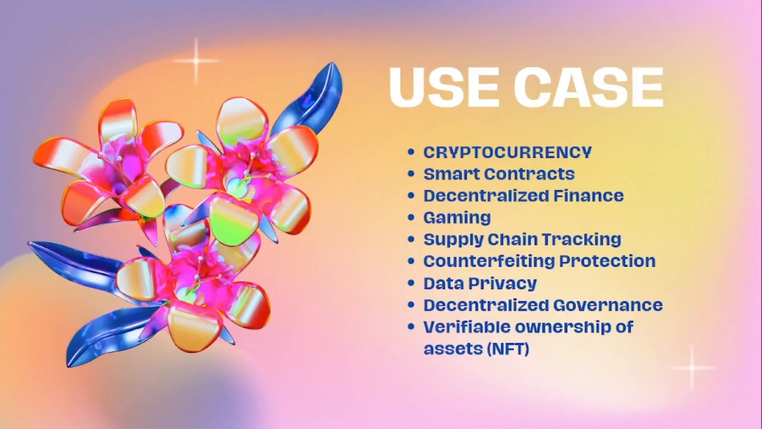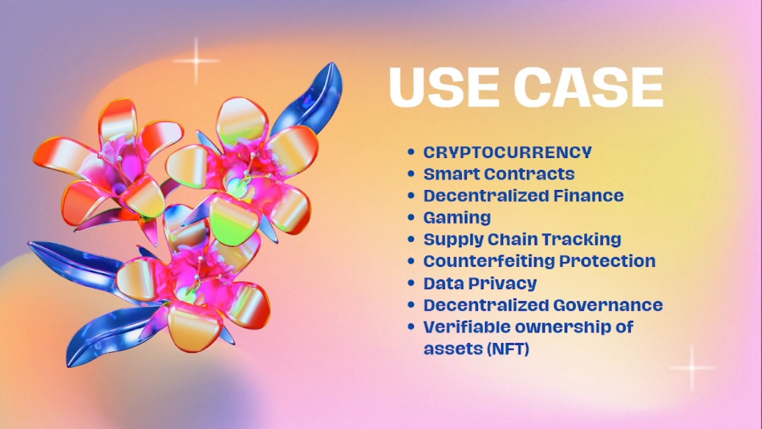So the use cases of the blockchain, we have cryptocurrencies. Bitcoin is a cryptocurrency. Ether is a cryptocurrency. Then we have DAI, or you can call it the DAI stablecoin. We have USDT and USDC. There's a lot more cryptocurrencies that we have.